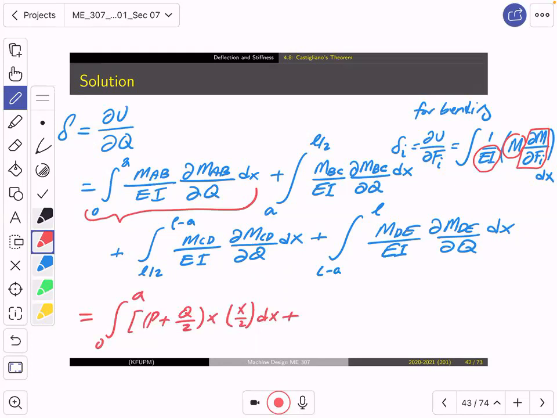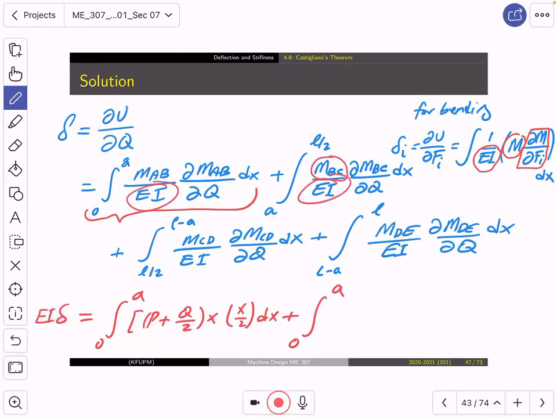Then you add the integral from 0 to a, and you put the moment in there. I want to tell you something: to make it easy for you, just take EI as a common factor, since it is always in the denominator, and multiply it by delta. So you take it on the left-hand side. Now, you will write down the rest, but before you do the integration, substitute Q equals 0.